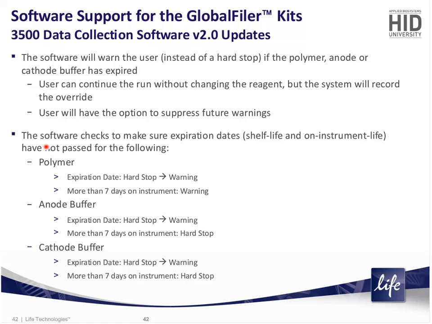So these are the software checks that have changed. For polymer, previously, if the polymer had expired either whilst it was on the instrument or had expired in the fridge before you put it on the instrument, this was a hard stop and it would not actually allow you to run the instrument with expired polymer. That has been changed to a warning. More than 7 days on the instrument was a warning, and that remains a warning.